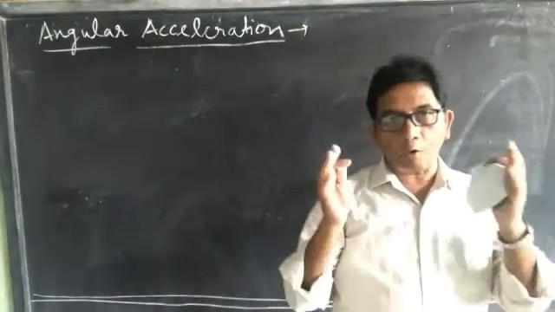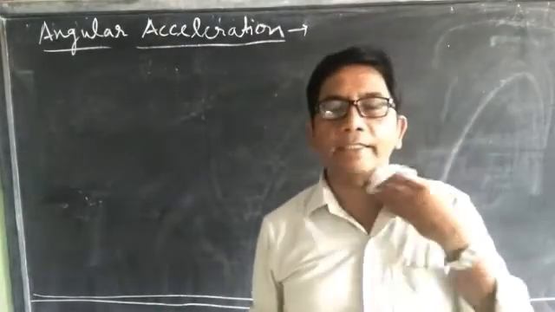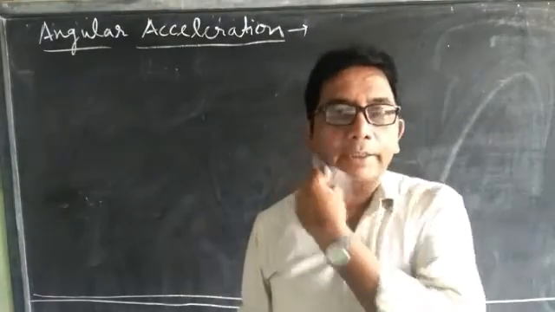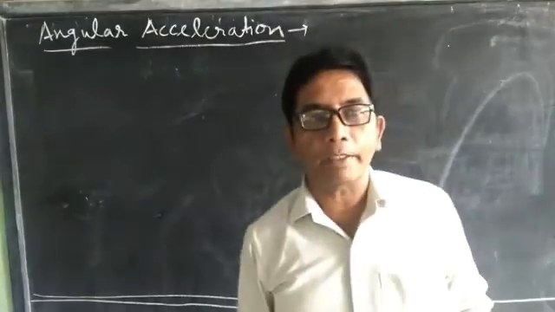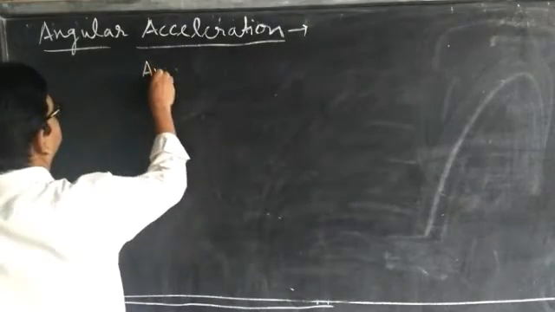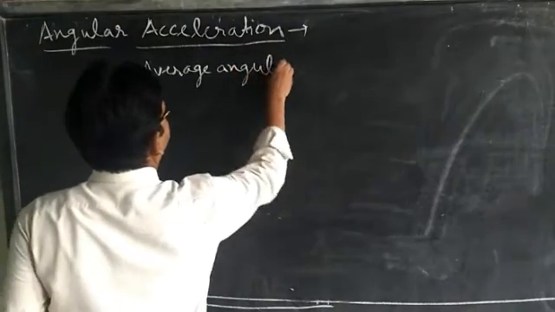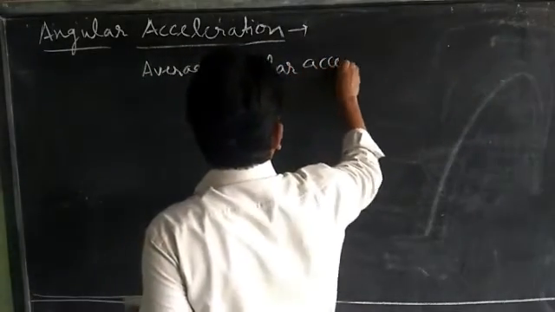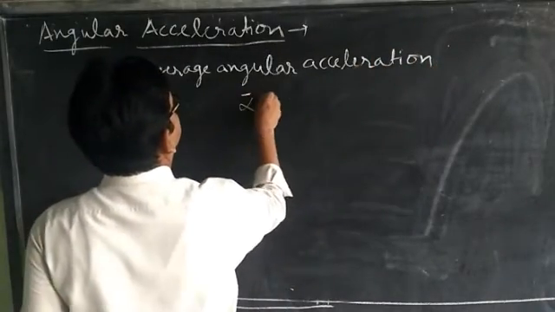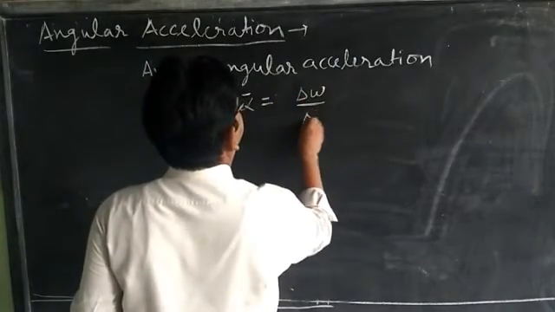If delta omega is the change in angular velocity in time delta t, then the average angular acceleration, denoted by alpha bar, is equal to delta omega upon delta t.